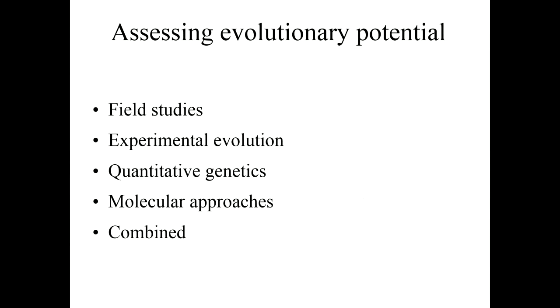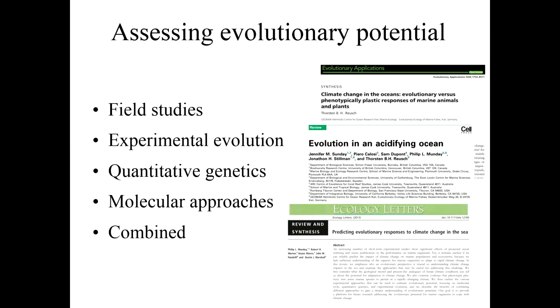And there are a bunch of ways we could potentially go about assessing evolutionary potential. There's field studies, experimental evolution, quantitative genetics, molecular approaches, or a combined approach, which I think could be the most powerful of all. And I'll show you some examples of all of these and some of the limitations. This is just going to be sort of a broad brush of what these techniques are about and some examples. But if you want to look at it in more detail, there's been 3 or 4 papers published in the last couple of years, some of which I've been involved in, some of which I haven't, that you might want to have a look at. And there's more than that. They're just a few that describe some of these techniques.